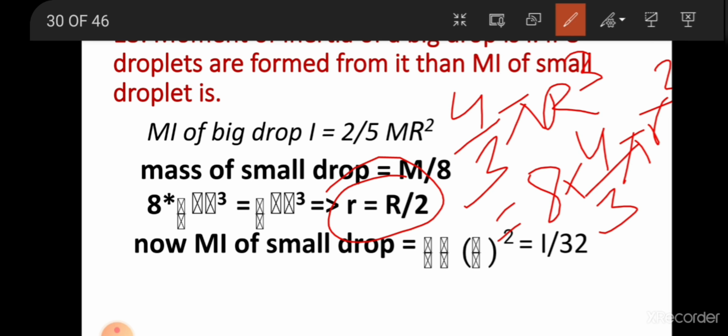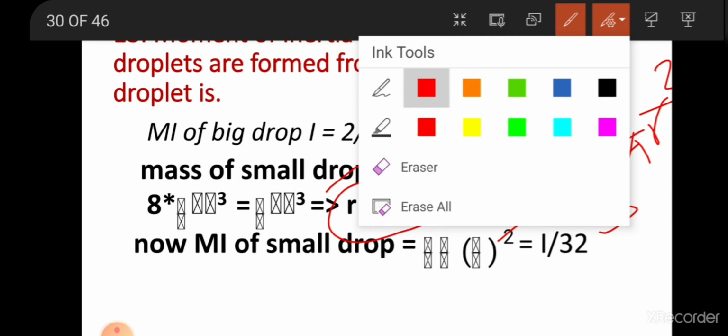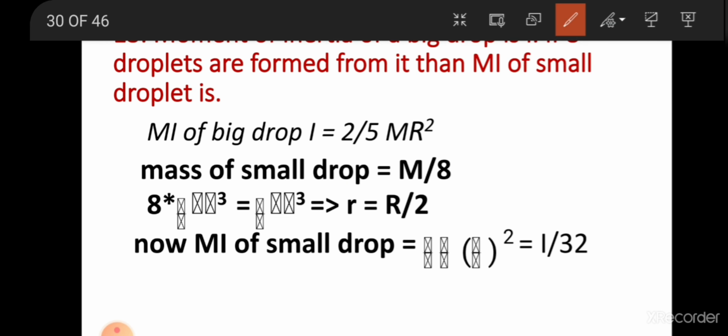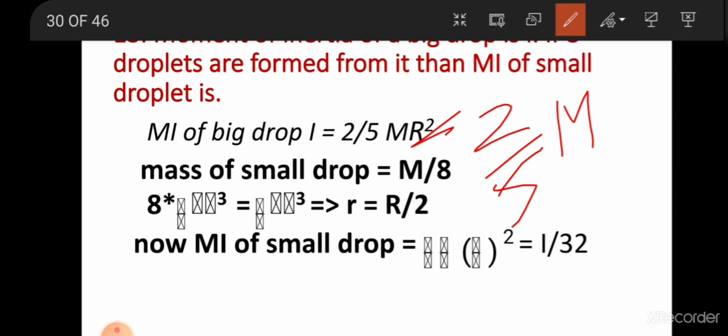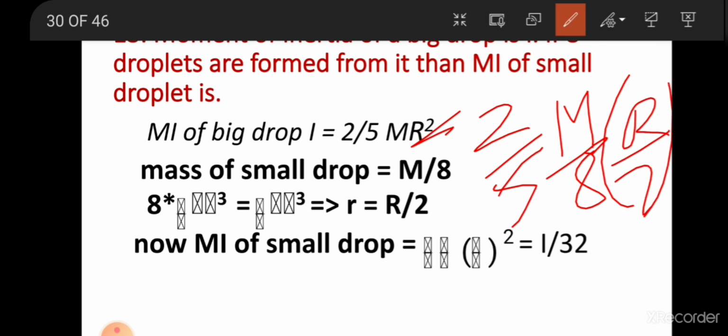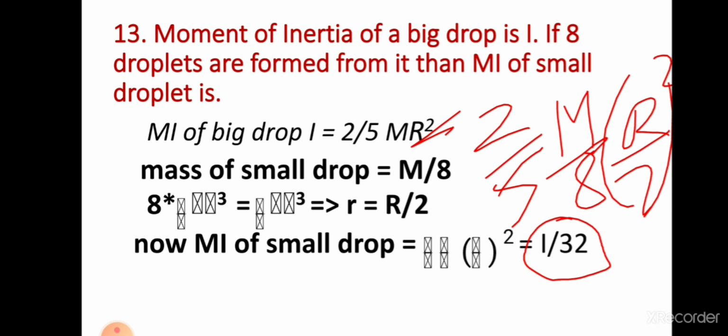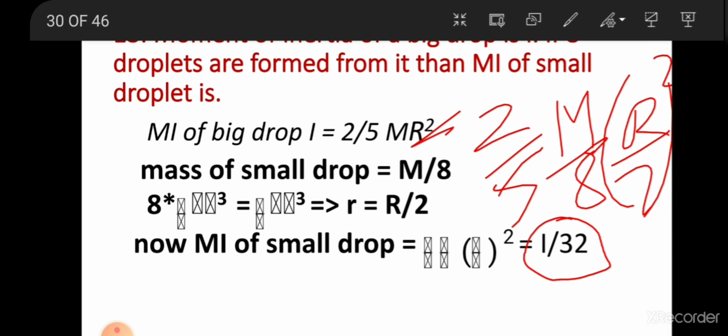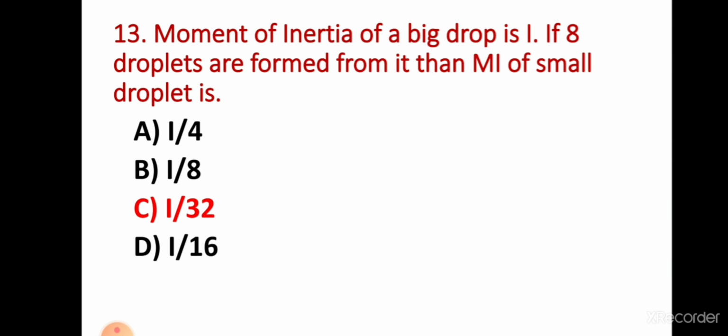By using this small r and m in this expression, our m is now M by 8 and our r is now R by 2, squared. By solving this, we get 8 into 4, 32. This is I by 32. Our moment of inertia will be 32 times less than that of the original moment of inertia. So the right answer is I by 32.